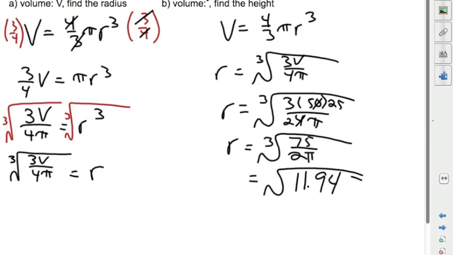I reduced because I had 50 and 4. I just reduced that to 25 over 2. I like reducing my fractions. You cross reduce the 50 and the 4, so you get 25. I always like to simplify my fractions because it makes my arithmetic simpler.